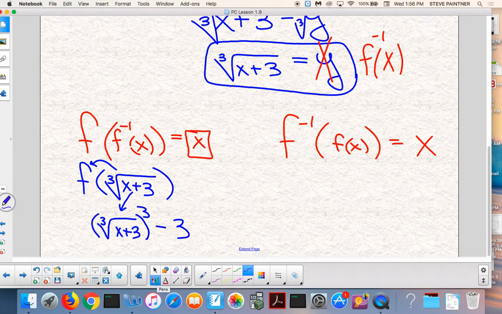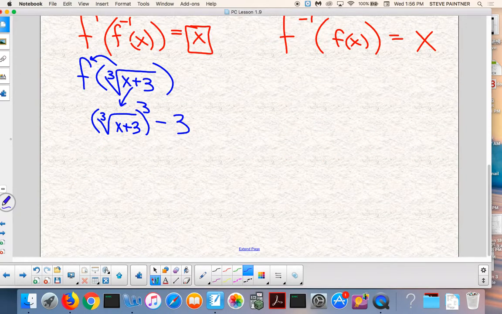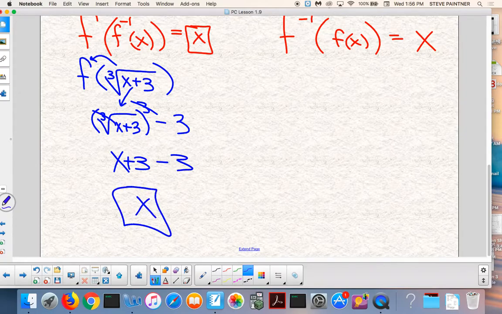Guys, these work out really nice, don't they? The cube root of x plus 3, cube it. So x plus 3. Minus 3. Did it work? Yeah, it worked. It better work, or else we did it wrong. I mean, but I think we did it right. Okay. What's the other one?